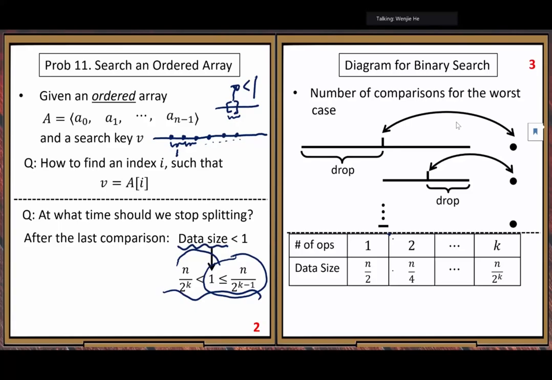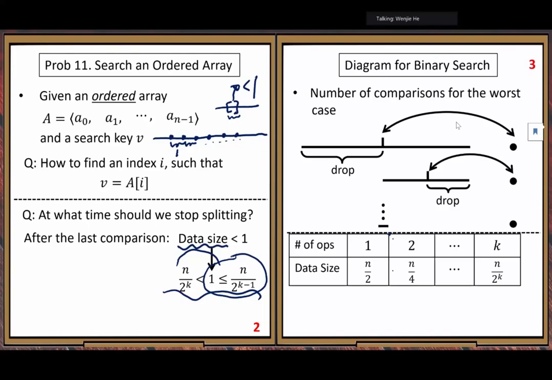Because if the size is greater or equal to 1, there is still possibility the current subarray may contain more than one element, right? So we don't want that to happen. So we need to do one more splitting. That means if you just do k-1 comparisons, you cannot stop. You need to do another round of splitting to make sure the current data size is strictly less than 1, then you can stop. So you need 2 inequalities, not 1.